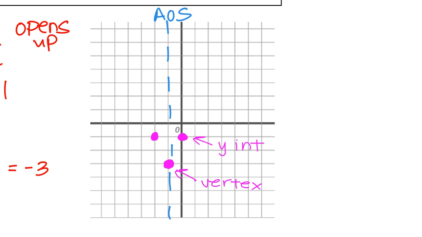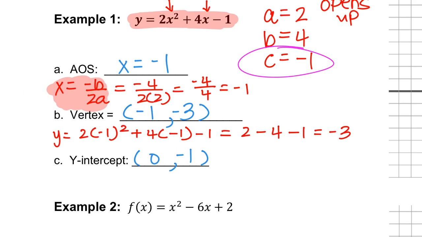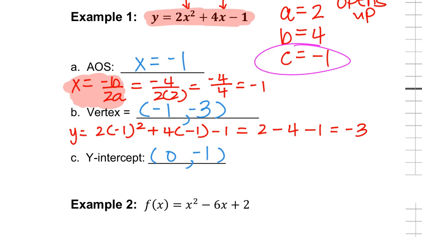I need 3 points. Wait, I don't understand how you got the y-intercept is -1. From my c value. So my y-intercept is always going to be 0, comma, c. Oh, that's what it is. So no math involved, just pulling that c value. Yep.